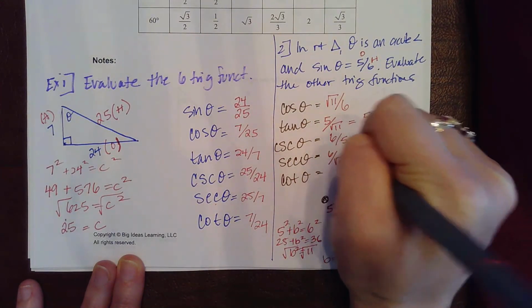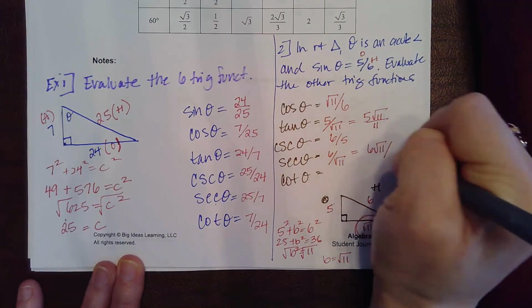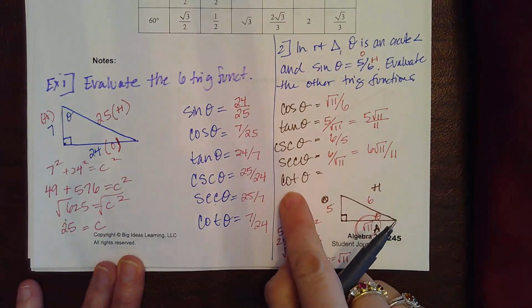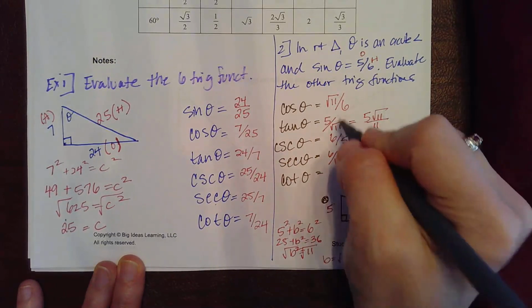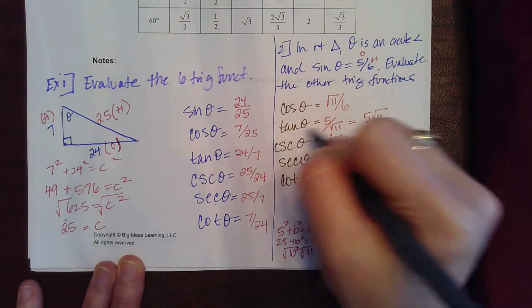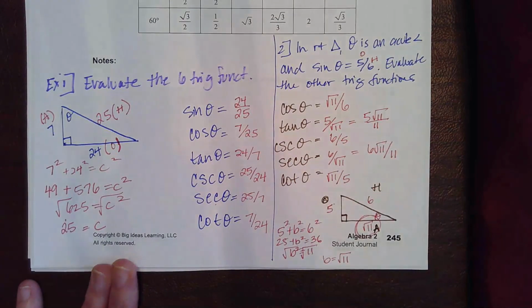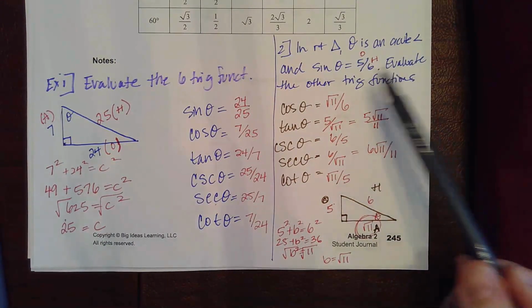But again, you would have to rationalize that. So multiply the top and bottom by root 11. So you would get 6 root 11 over 11. Cotangent is the reciprocal of tangent. Tangent is 5 over root 11, so cotangent is root 11 over 5. And so that's how you would find the rest of those trig functions, only given one of them.